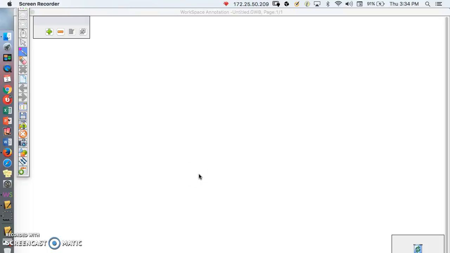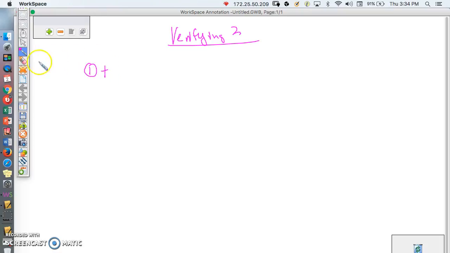For our second day of verifying, we're going to take a look at a couple problems here. So verifying day 2. There isn't anything in your note packets for this. So let's say we have 1 over the tangent of b plus the tangent of b equals 1 plus the tangent squared of b over the tangent of b.